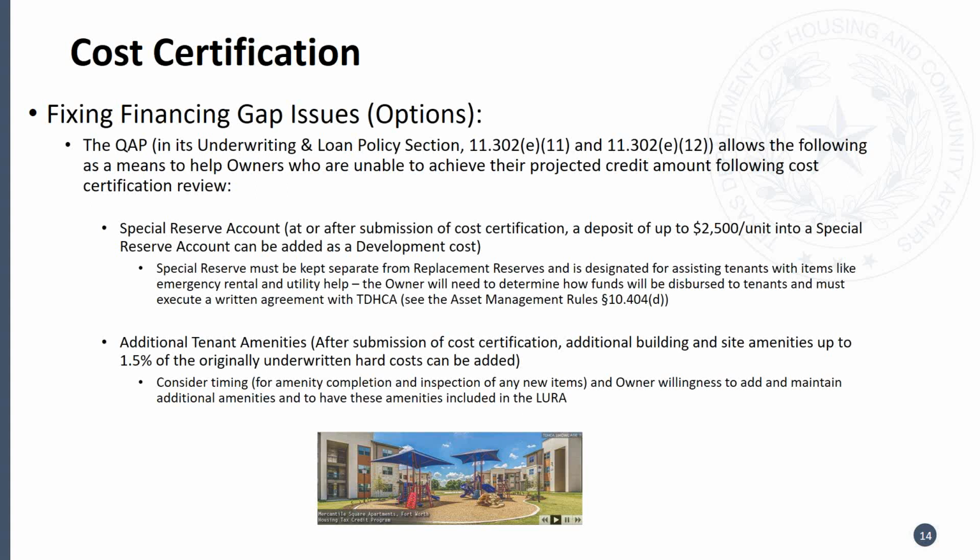And the amounts are a lot lower considering that the maximum DCR limit used to be 1.35, and that changed over the last few years to 1.50. And now with this option to do a special reserve account, that allows a lot of the deals to preserve the credit. So it's fewer deals and the amounts are lower.